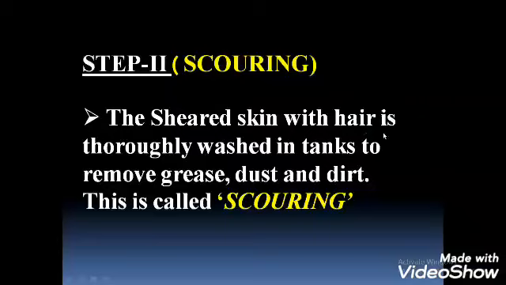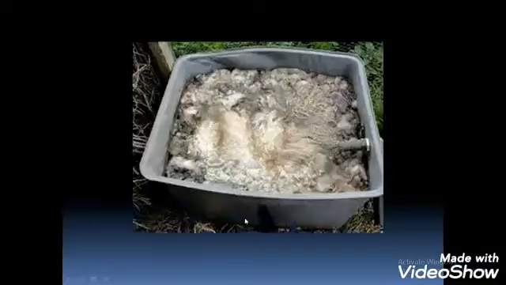So, these can be removed by this process, scouring. The sheared skin with hair is thoroughly washed in tanks to remove grease, dust and dirt. This process is called scouring. So the skin with the hair of the sheep is washed thoroughly in a tank.